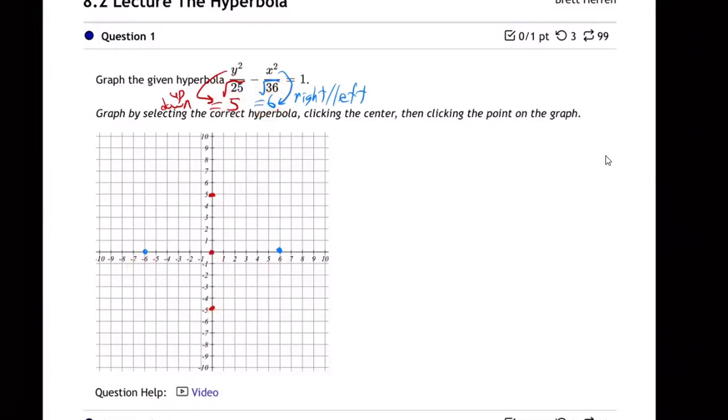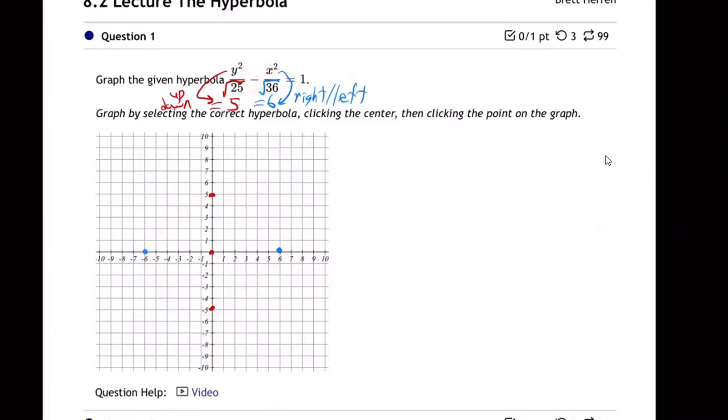Okay, now normally at this point, if this was plus in the middle and it was an ellipse, I would draw an oval like that, wouldn't I? Maybe a nicer oval, but I would draw an oval. If it was plus in the middle, it'd be an ellipse, and I would draw an oval. But it's minus in the middle. It's not an ellipse. So what do I do?